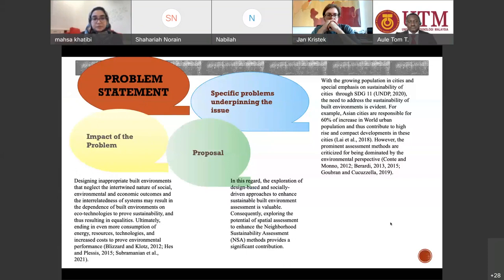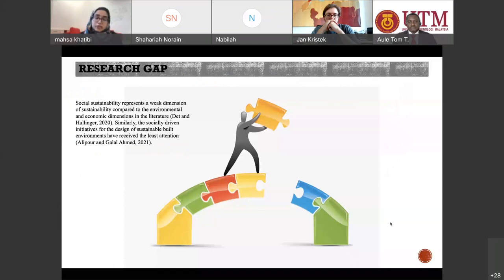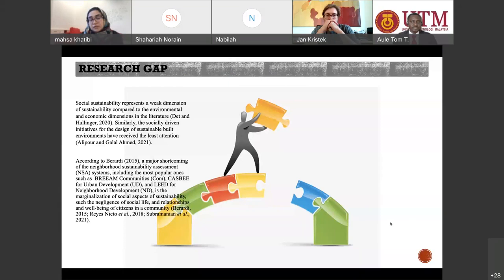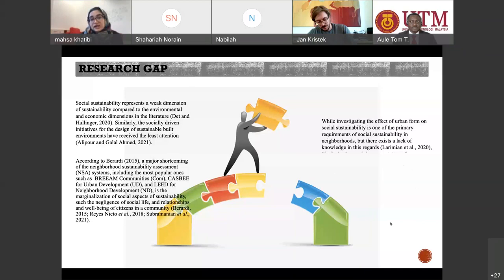The research gap is, of course, that social sustainability has been avoided, I would say, most of the time. And even in neighborhood assessment systems, this has been avoided for a long time. Urban form, although it has a very important impact on sustainability, has not been considered by many assessment systems, and especially spatial assessment has not been considered. And moreover, space syntax, which is a socio-spatial analysis tool, its impact, or how it can support the assessment of sustainability in neighborhoods, has not been tackled before.